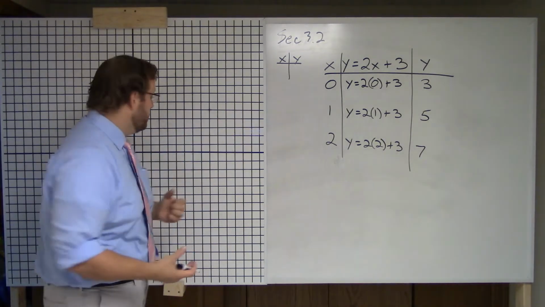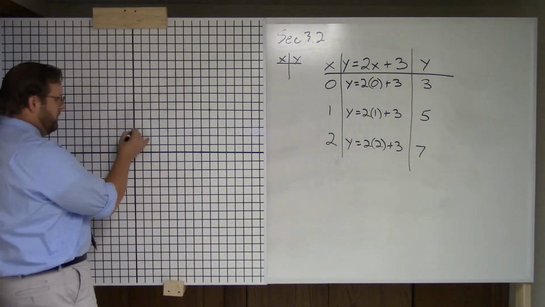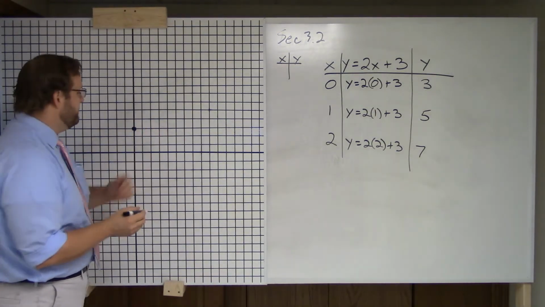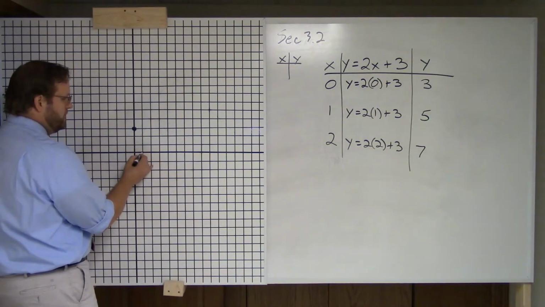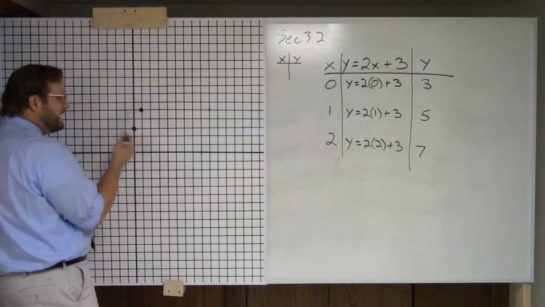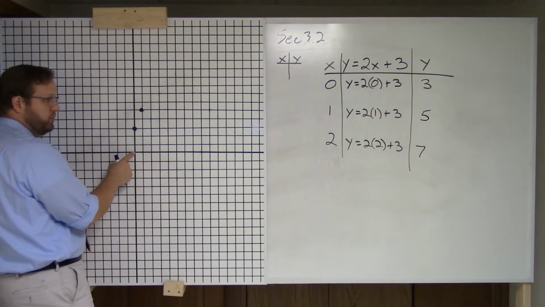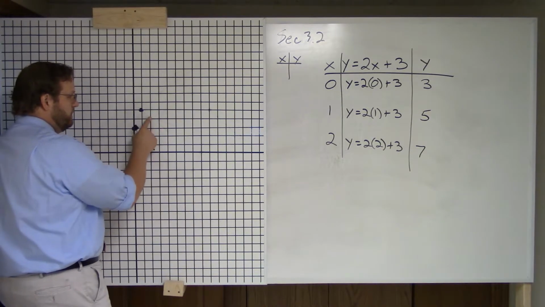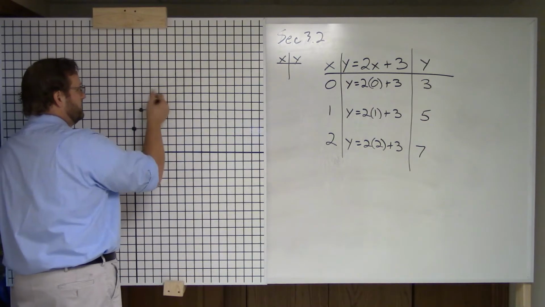0, comma 3 has me go up 3 units. 1, comma 5, I go right 1, then up 5. And notice I am starting at the origin every point. And then I go to 2, comma 7. So 2, 4, 6, 7.